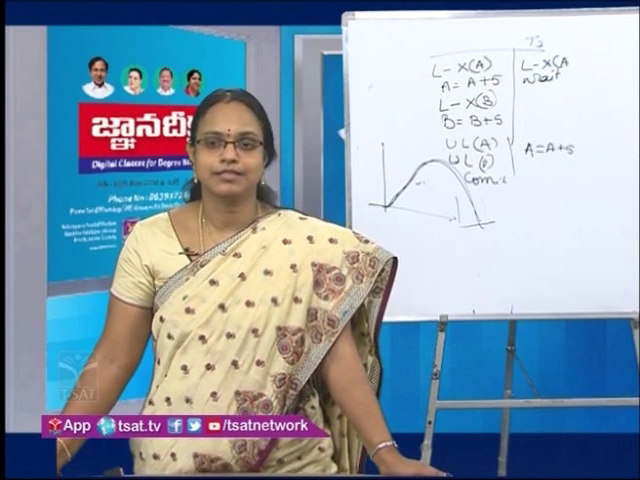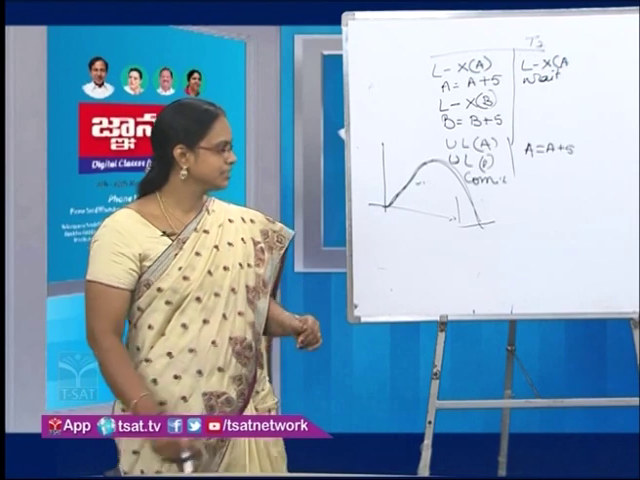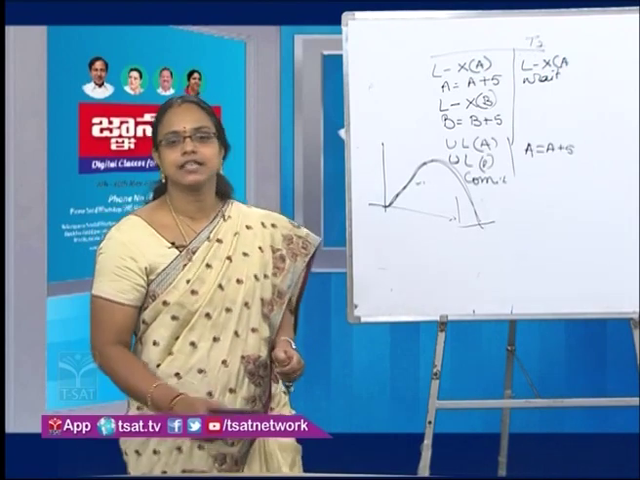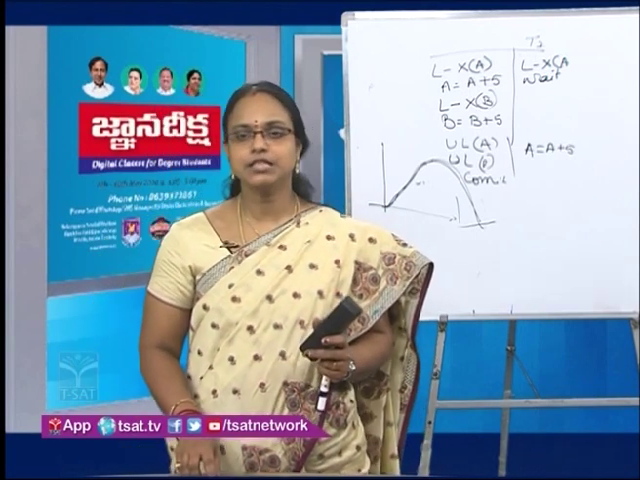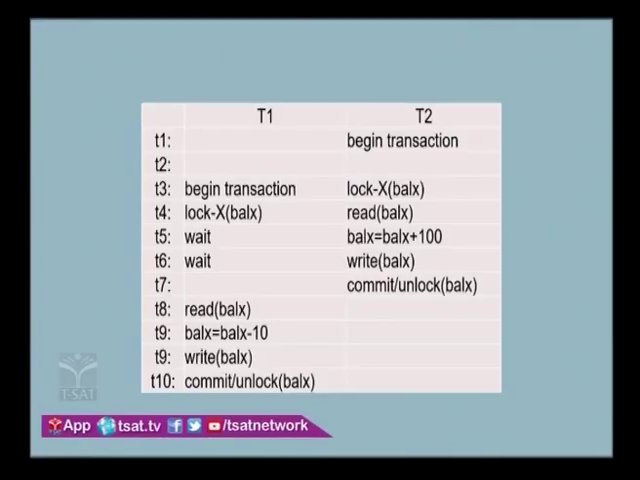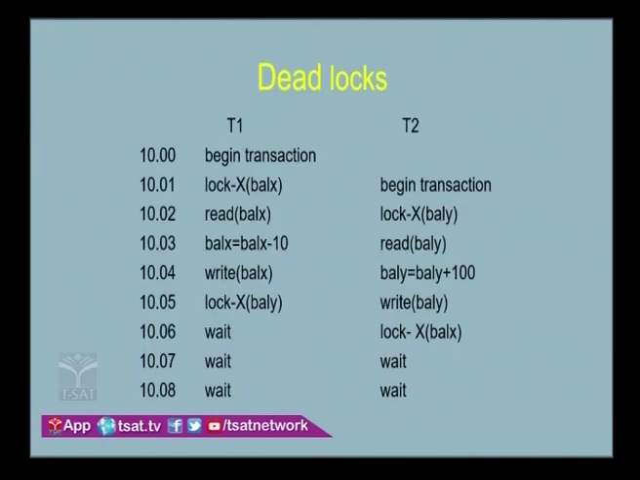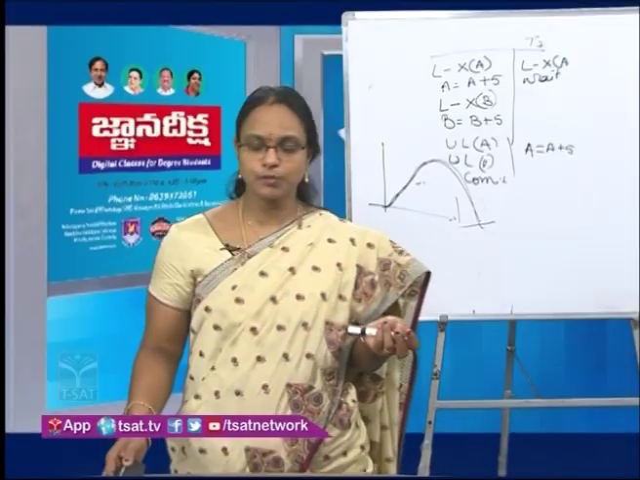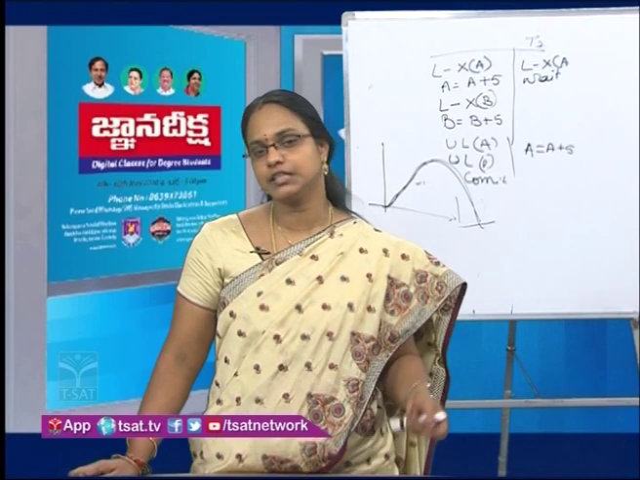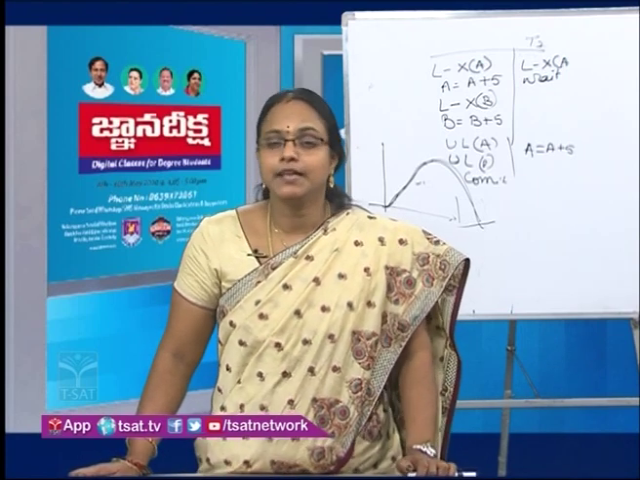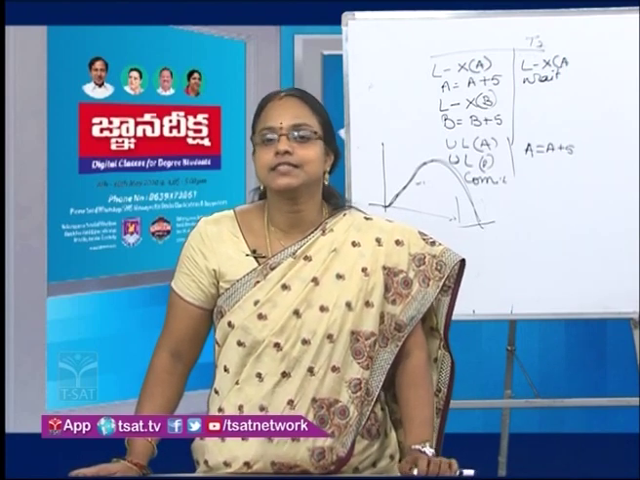Fine. But if you look at another example, it will lead to another problem, and that problem we call deadlocks. So the concurrency control mechanism will solve all the problems. What all problems will it solve? It will solve all the three concurrency control problems, and it will ensure serializability. But the main problem it will raise is deadlocks.